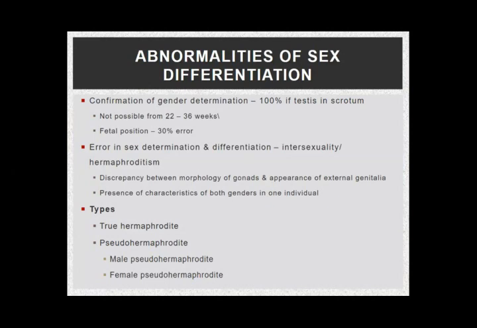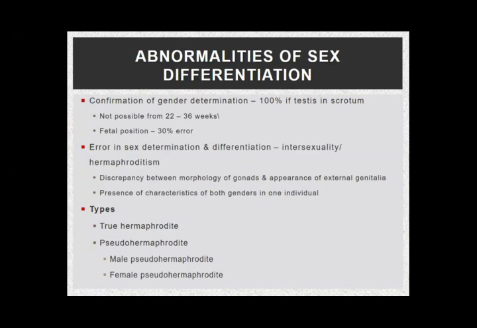दूसरी बात यह है कि at times error also arises because of the fetal position. The fetus may be lying in such a position that it obscures the external genitalia. So that also leaves us an error in determining the gender of the baby.